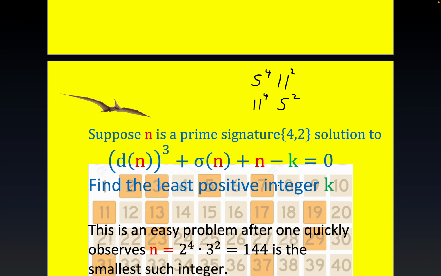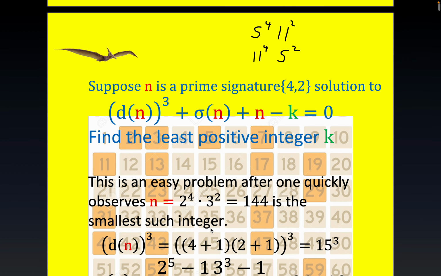Now today we're looking for the least positive integer k that would satisfy this equation that involves the number of divisors and the sum of the divisors and the number itself. So we're looking for the least value of k. And of course that would be just equivalent to finding the smallest value of this sum right here, okay?